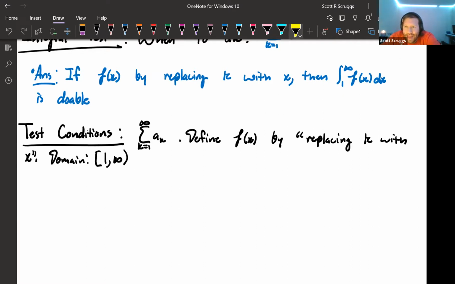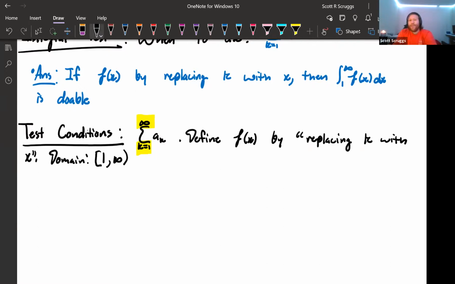The reason why I'm getting that as my domain for the function is because I started my series at 1 and finished my series at infinity. That's why I have my domain from 1 to infinity. If my series started at 3, I would adjust accordingly and say 3, 42 if my series started at 42, so on and so forth with that domain.